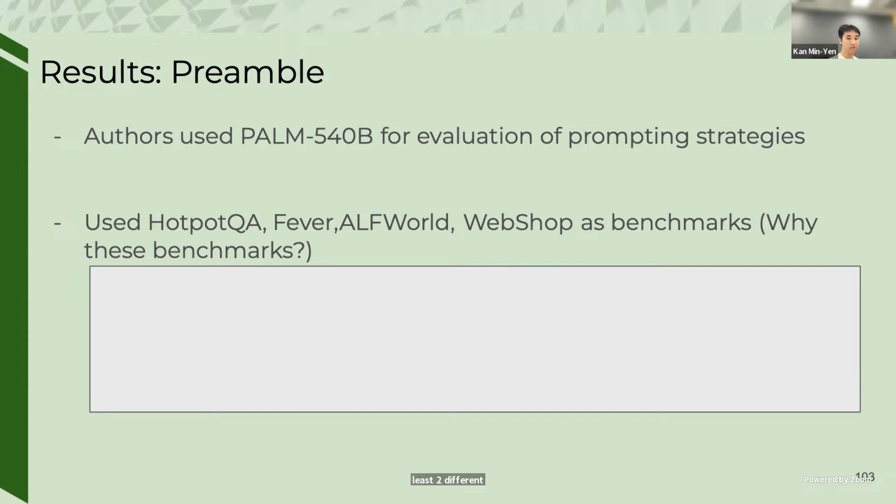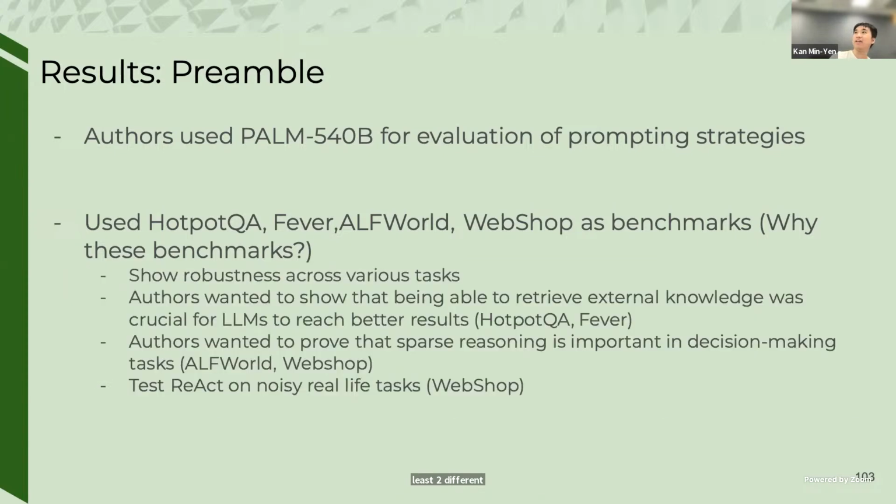Actually, both these answers are very correct. Just to give a full explanation, the first is to show robustness across various tasks. The authors wanted to show that this is a very general prompting strategy and not constrained to high performance on only one single downstream task. The second point is what Nicholas and Lawrence have said. They wanted to show that being able to retrieve external knowledge was crucial for LLMs to reach better results. Because on all these multi-hop data sets, being able to query the external API allows it to perform better. Then the third thing was also for ALFWorld and WebShop, which are environment-based data sets.